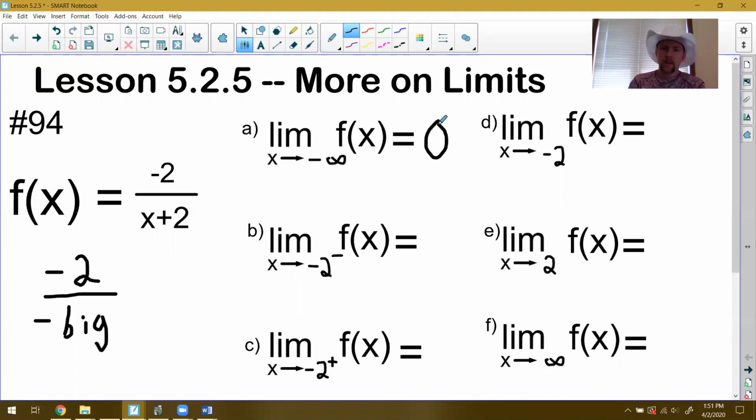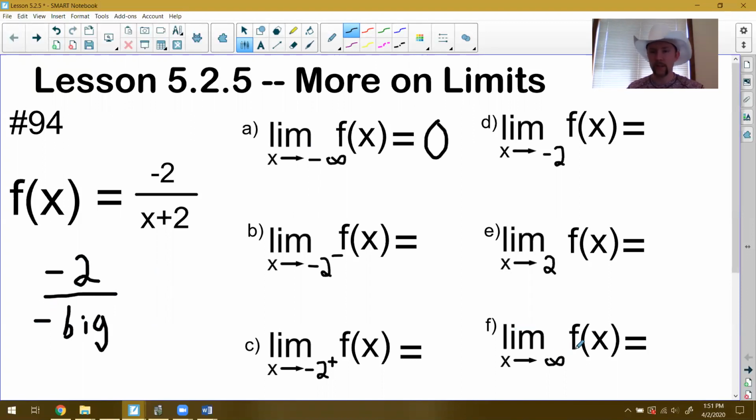Now, it's important to note that this 0, as we're approaching negative infinity, is coming from the positive side because my function is a negative 2 over a negative really big number, and a negative over another negative makes a positive. So this limit going towards 0 is coming from just a little bit positive and coming down to 0, because it was negative over negative. The opposite is going to be true when we go here.